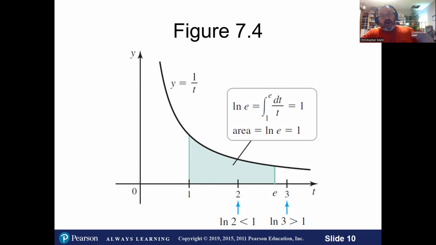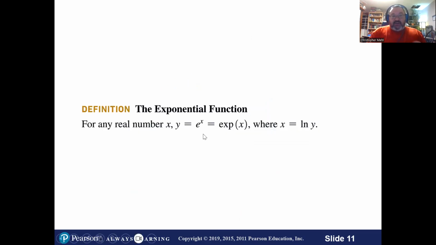And since the area under y equals 1 over t between 1 and e has to equal 1, that tells us that that number e is somewhere between 2 and 3. Okay, a little bit closer to 3 than it is to 2, but that tells us that e has to live somewhere between 2 and 3. And so that gives us another way to define the exponential function, where for any real number x, y equals e to the x, or the exponential function of x, where x is the natural log of y.